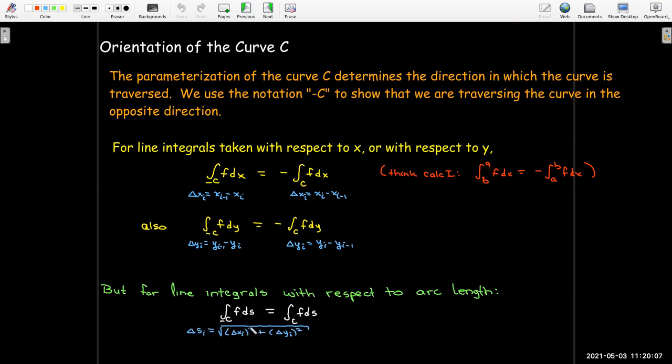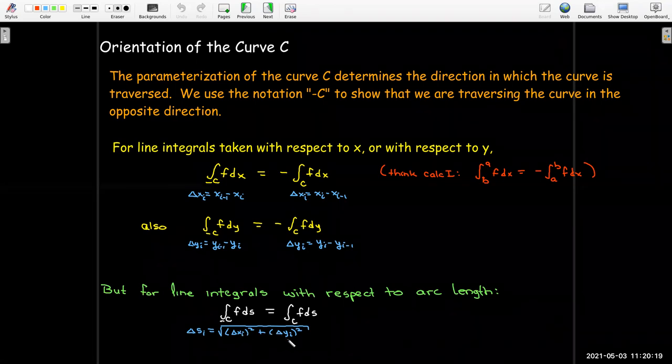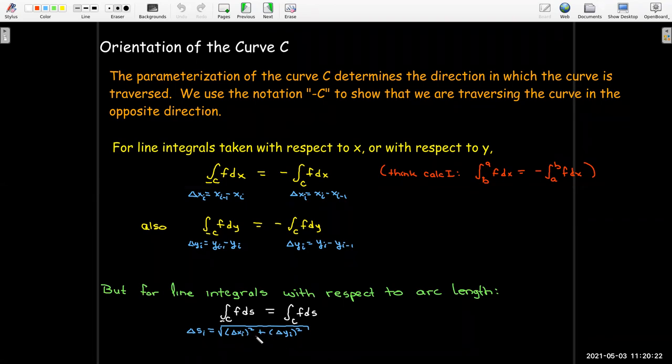And the reason for that, you can see that since the delta si in our definition is the square root of the sum of the squares, then the sign on these delta x and delta y terms really does not matter. Whether I put a minus sign in there, I'm going to square it, so it's going to go away.